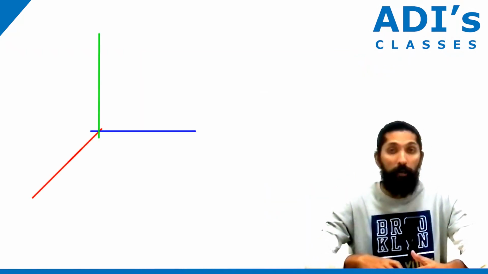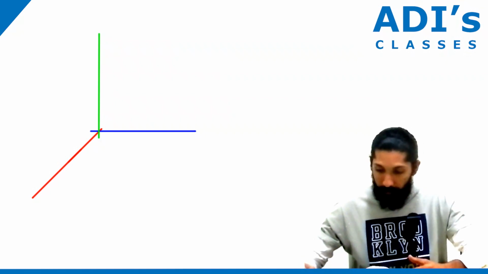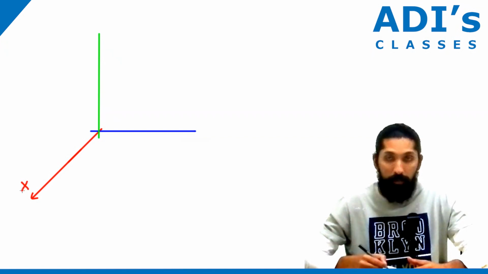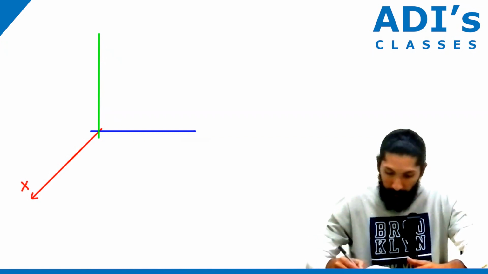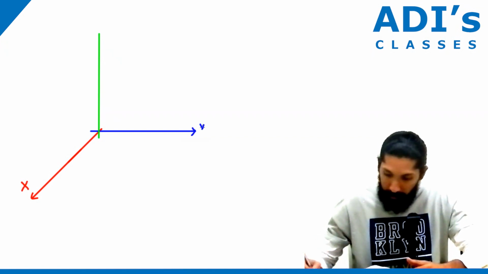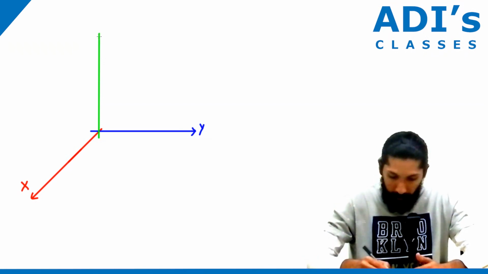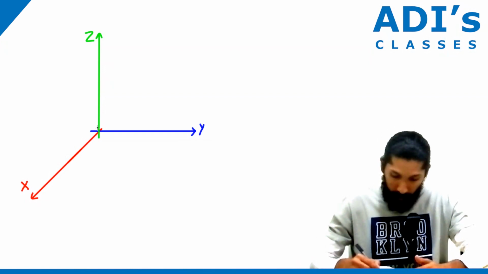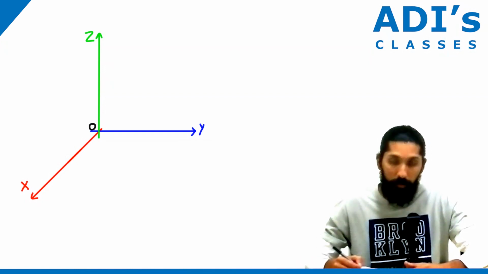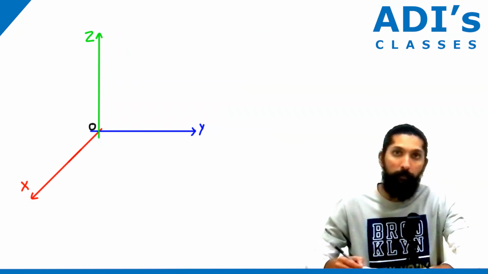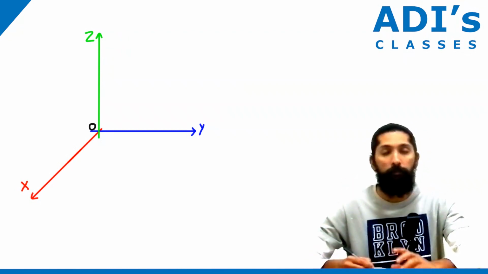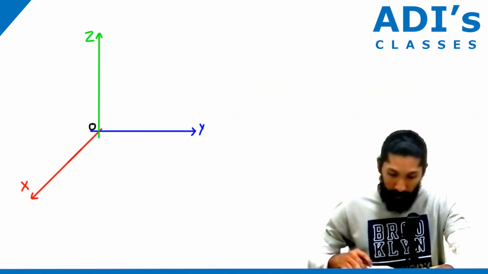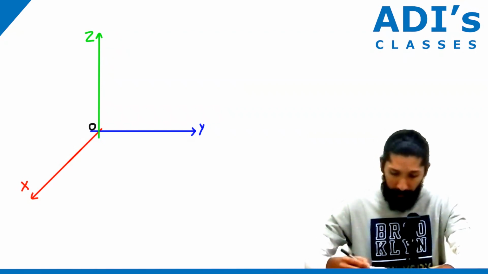We have three axes: x, y, and z. Let's assume that this is the x axis, this is the y axis, and this is the z axis. The intersection point is the origin, which is O. Now we have x, y, and z. Suppose you have some vector, let the vector be of any direction. Let's assume that we have a vector somewhere over here.